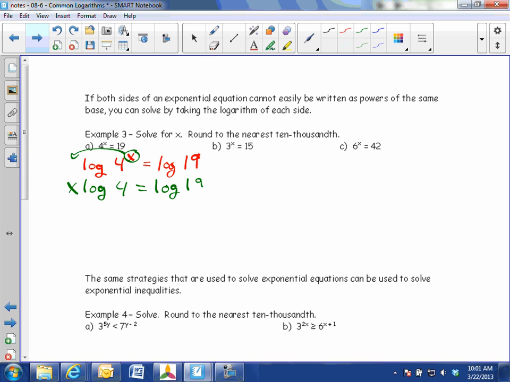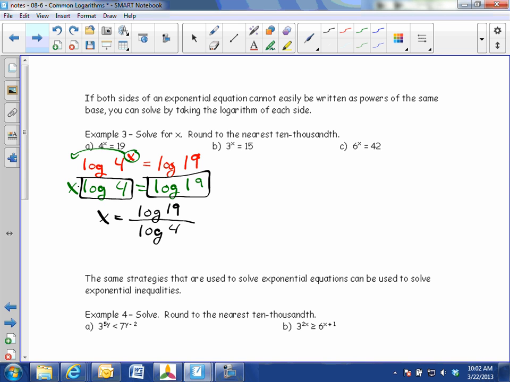Now remember that this is one thing that you cannot break apart, and this is one thing you cannot break apart. However, I'm multiplying, right? I'm saying x times the log of 4. How can I move it to the other side? Divide it. So I'm going to say x is equal to log of 19 divided by log of 4, which you can now plug into your calculator because they're both base 10s.